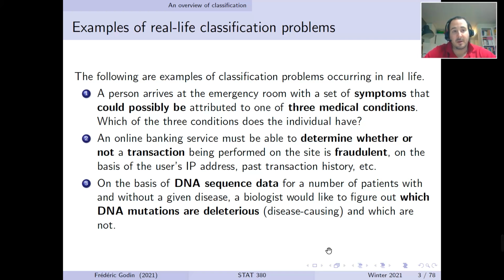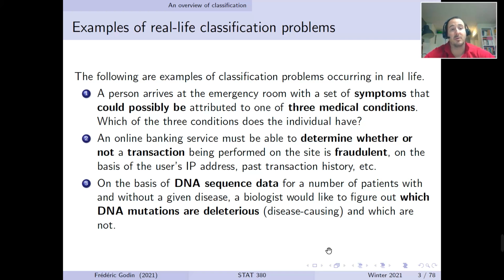Finally, the third one is an example with a 0-1 response, yes or no. So let's say you have some patients which have a DNA sequence. So the data for each patient is the DNA sequence. And some of these patients have a disease, some others don't have that disease. So let's say you're a biologist and you'd like to figure out which of the DNA mutations are causing a disease and which are not.